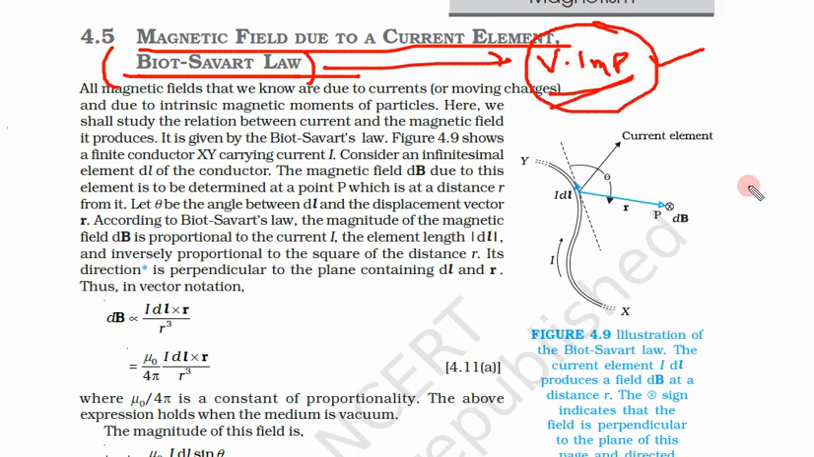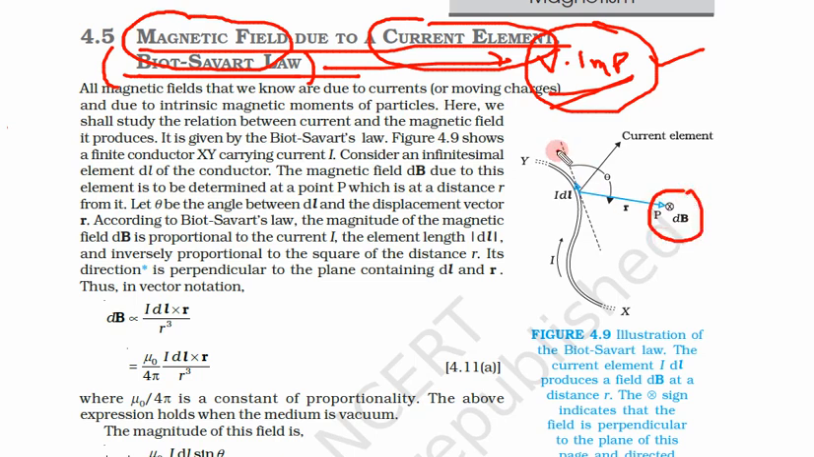What is new about this Biot-Savart's law is that previously we were seeing the effect of an external magnetic field, but now we will see a magnetic field which is due to a current element. So previously we were seeing external magnetic field, now we will see the magnetic field at a point, let us say this point, due to this current carrying conductor.